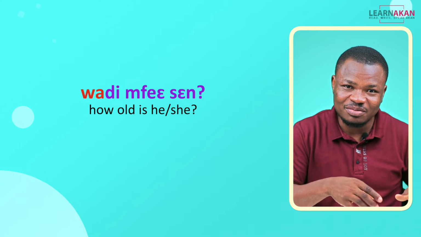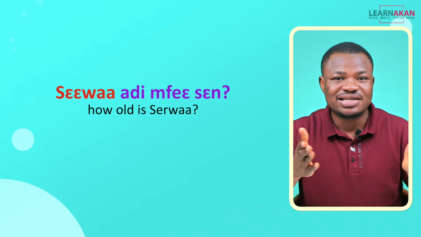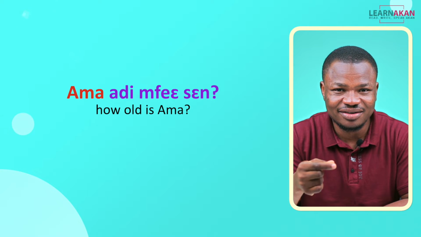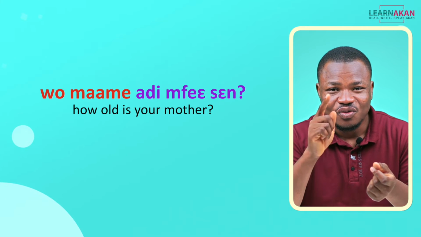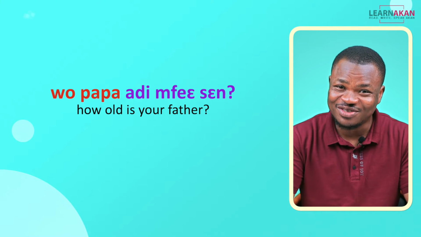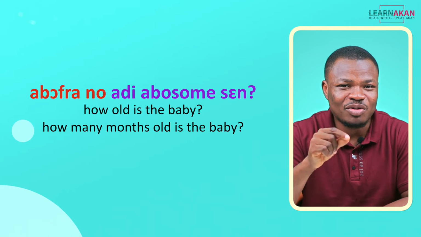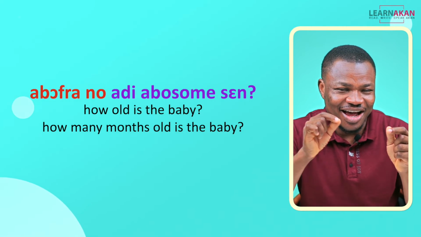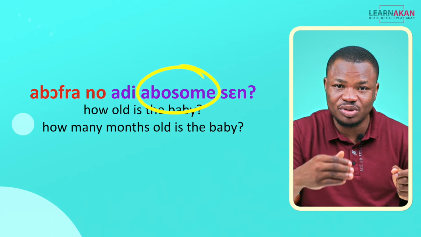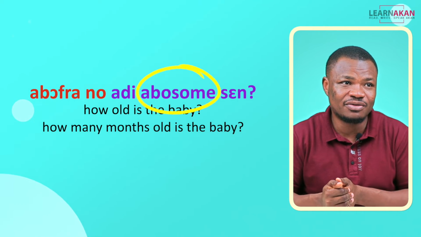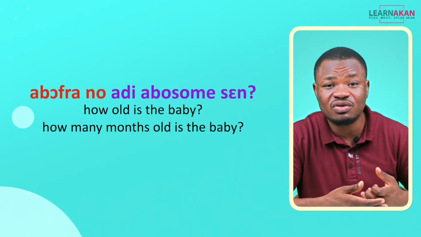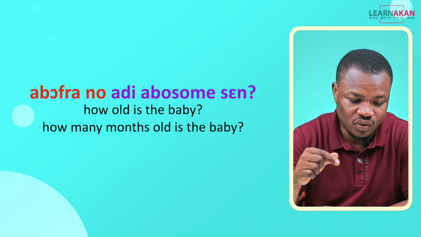But if you do know the person's name and you want to use it, then you can ask, for example, Sewa edi mfie saying. Ama edi mfie saying. Wo maame edi mfie saying. Wo papa edi mfie saying. Abofra no edi abosome saying. I told you that you can switch the mfie for abosome if the person is below a year old. So typically if you are asking for the age of a baby, then you would switch the mfie for abosome. So you have abofra no edi abosome saying, right?